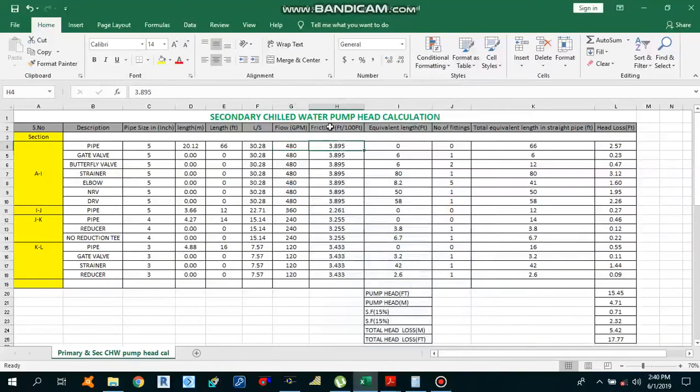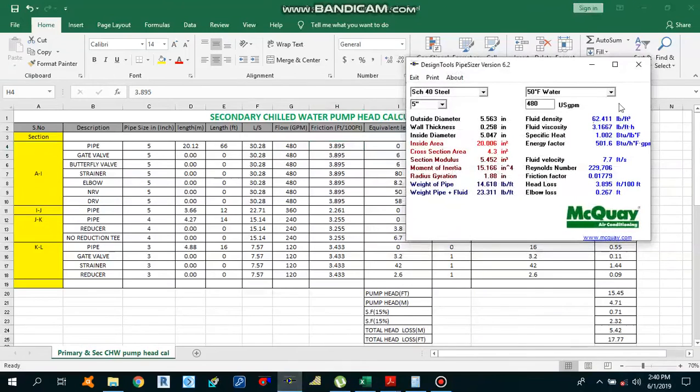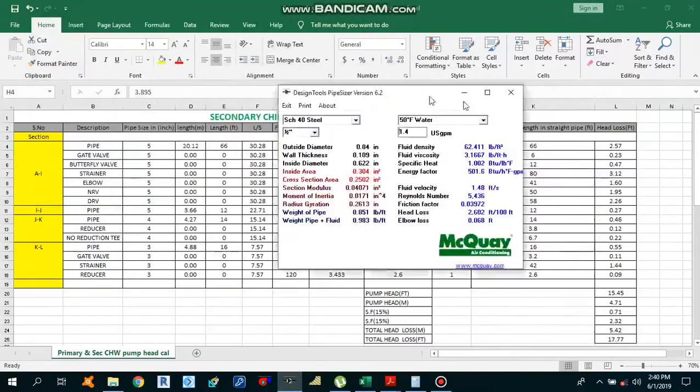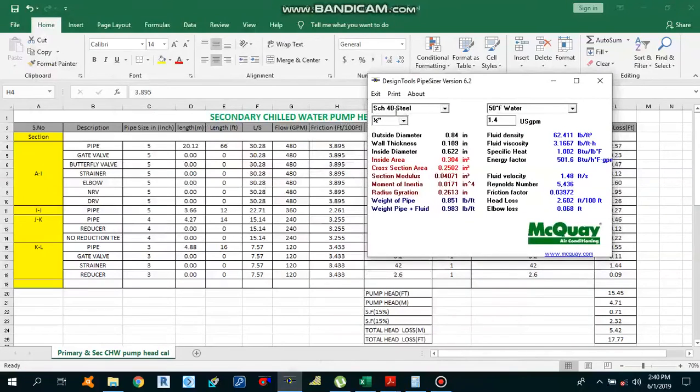Now I will tell you how we got this friction. In order to show you, I will open this pipe sizer. The pipe which we are using over here is steel schedule 40, and you see that pipe size is 5 inches and flow rate is 480 GPM. As you can see, the head loss over here is 3.895 feet per 100 feet. This is how we got this friction, in feet per 100 feet, in the straight pipe with a flow rate of 480 GPM and pipe size of 5 inches.